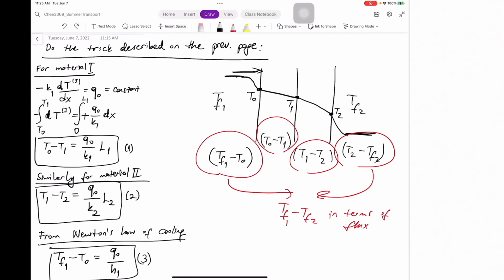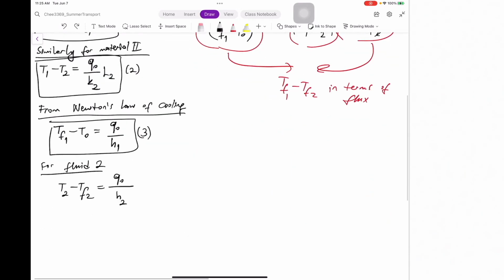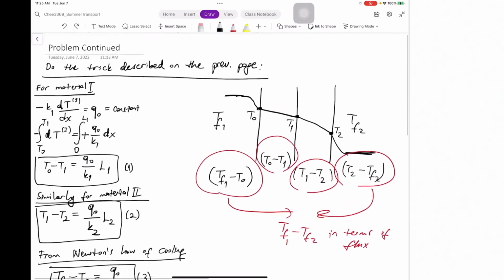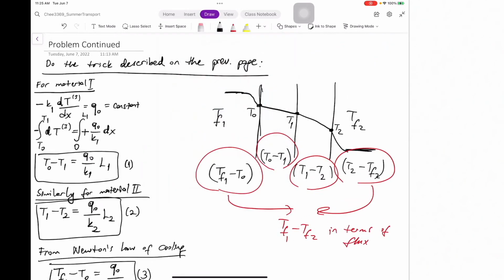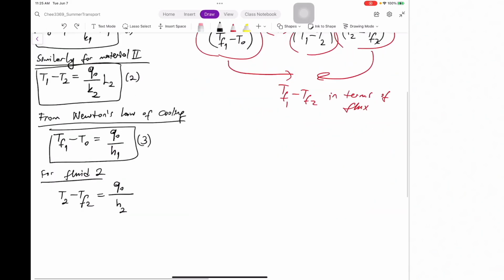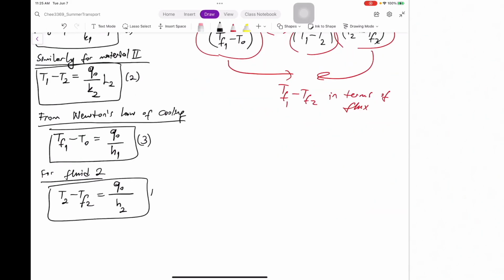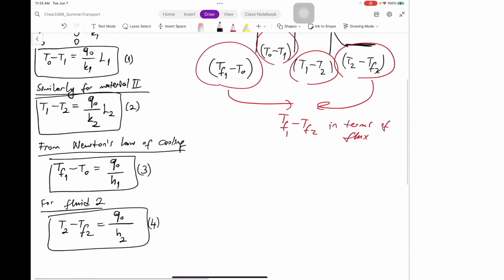Okay, but you can also use the boundary condition at each case. For example, at this boundary, the flux due to Newton's law of cooling must be the flux due to Fourier's law. Okay, so that's equation 4. So let's write them side by side. T0 minus T1 is Q0 over K1. Any questions so far, by the way?